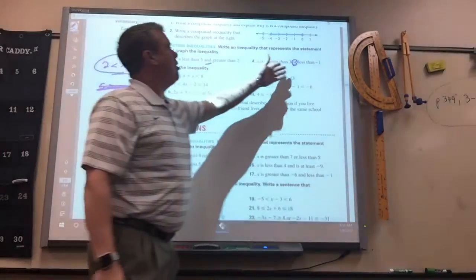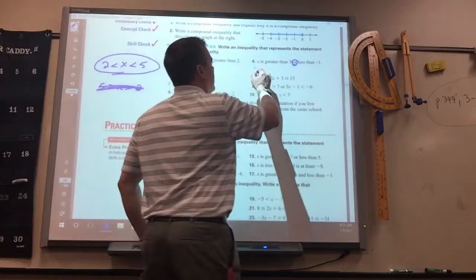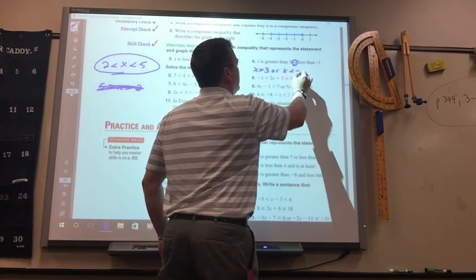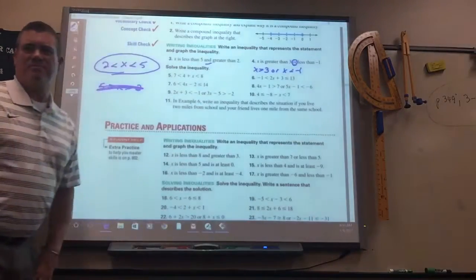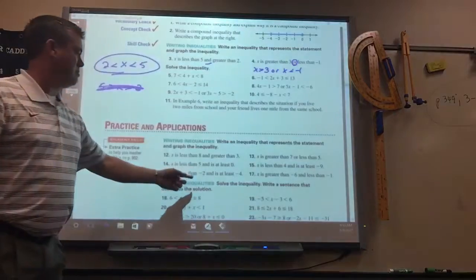Now, if it's an or, these are the simple ones. You just got to write x is greater than 3 or x is less than -1. So the ors, you just write them out as 2 different ones.